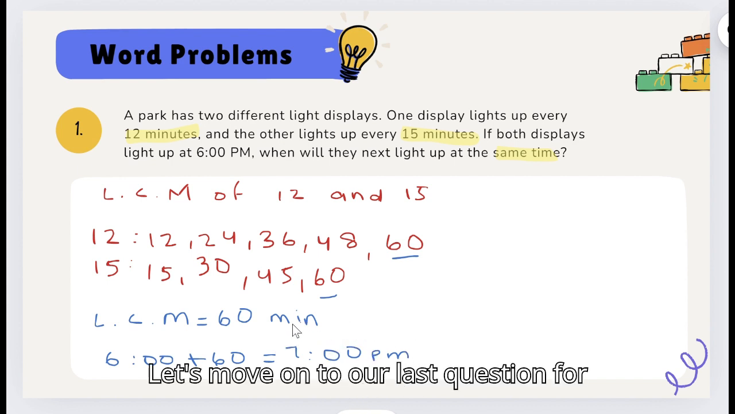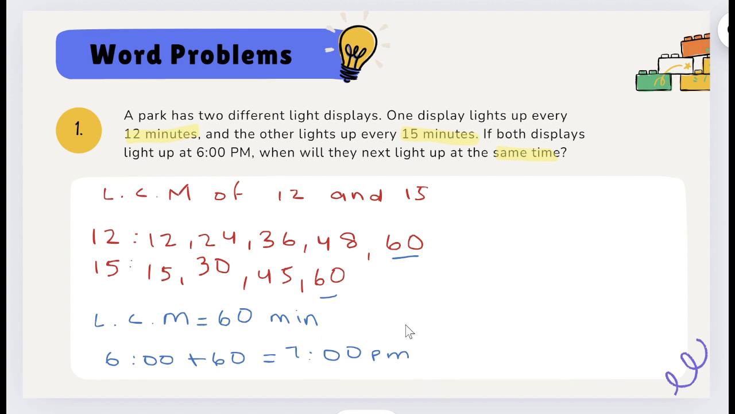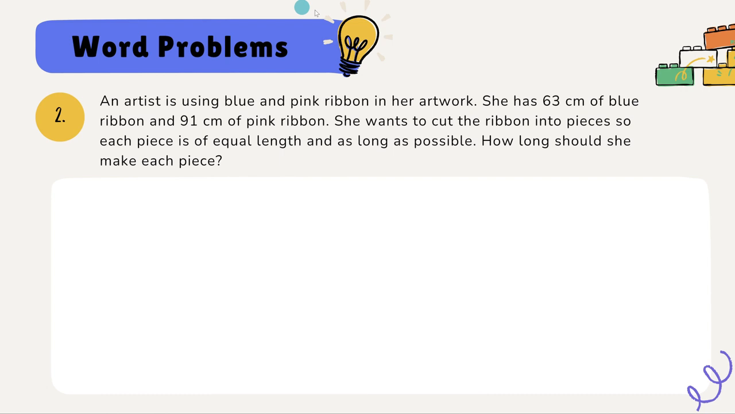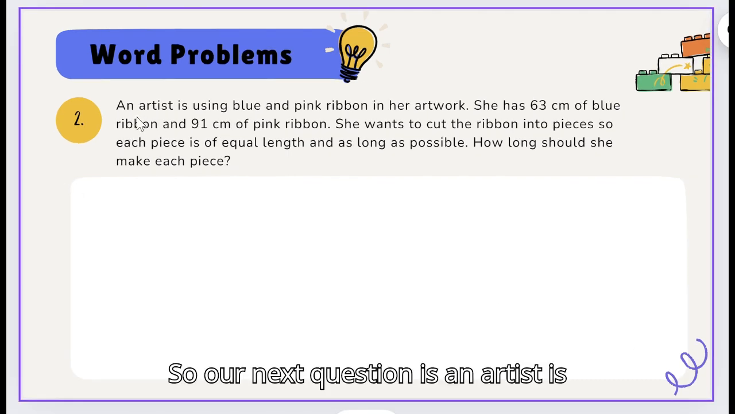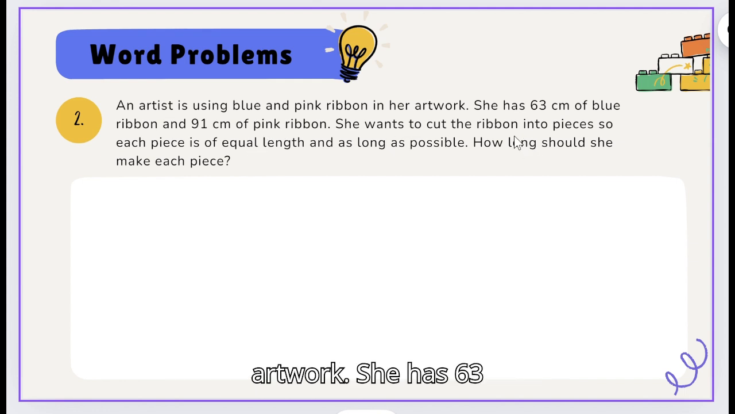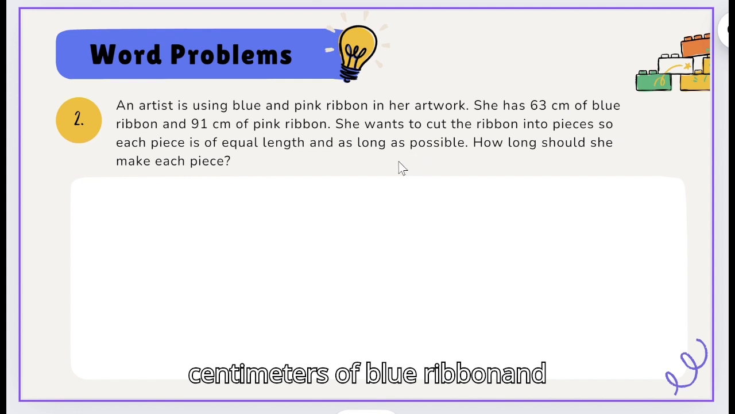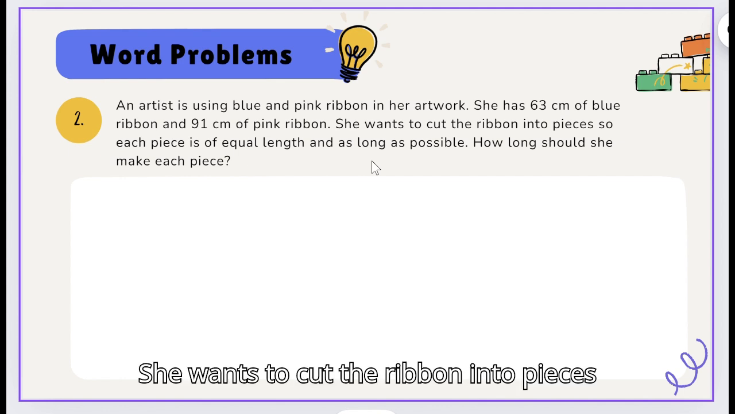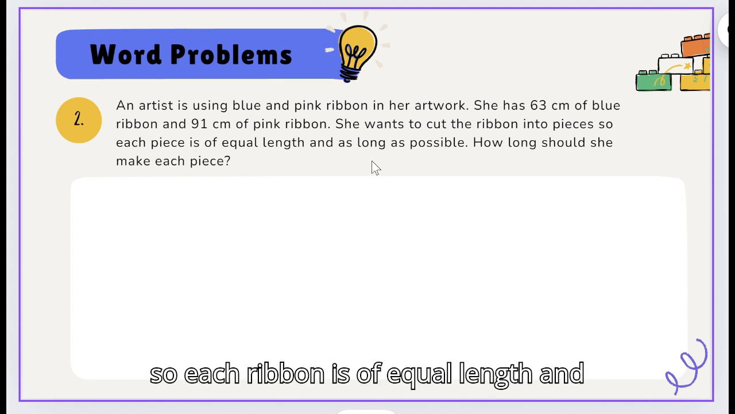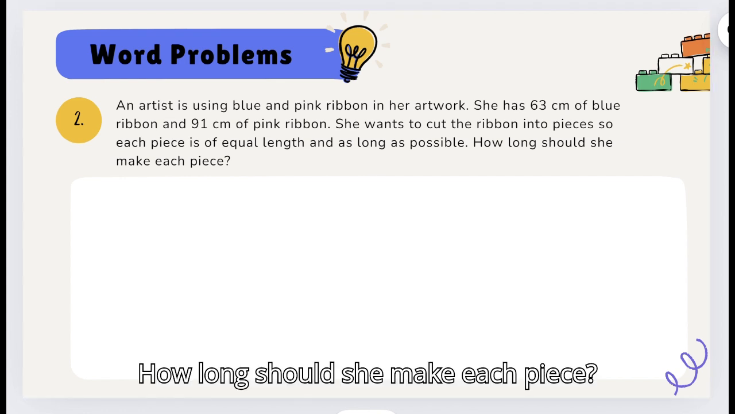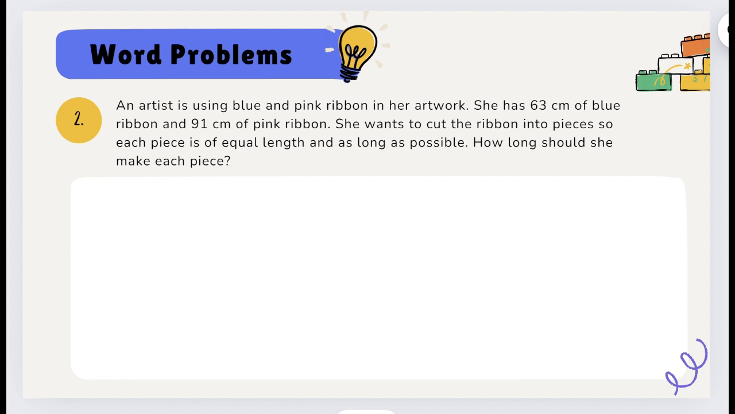Let's move on to our last question for this video. So our next question is, an artist is using blue and pink ribbon in her artwork. She has 63 centimeters of blue ribbon and 91 centimeters of pink ribbon. She wants to cut the ribbon into pieces so each ribbon is of equal length and as long as possible. How long should she make each piece?